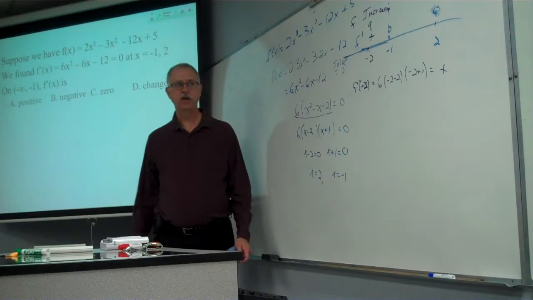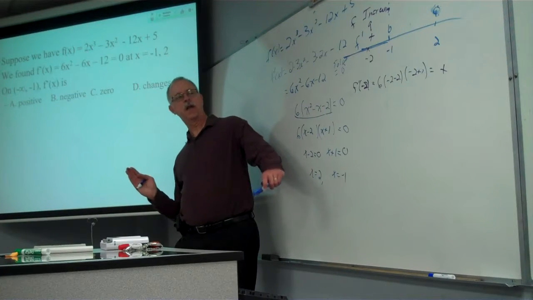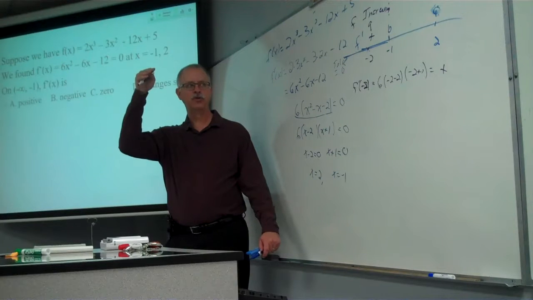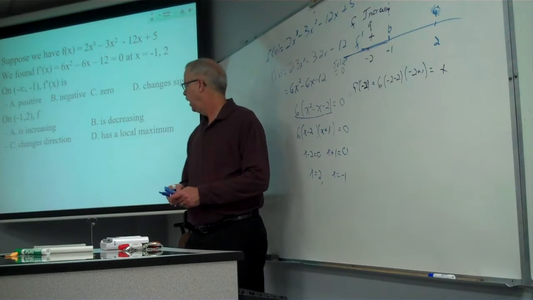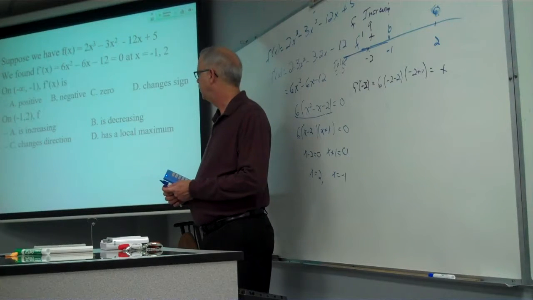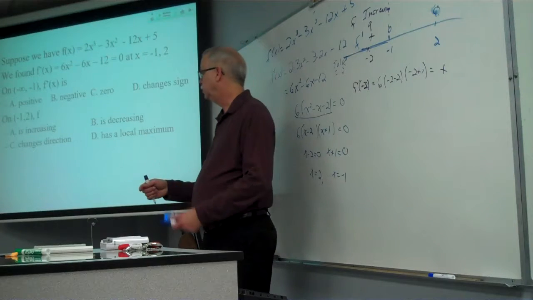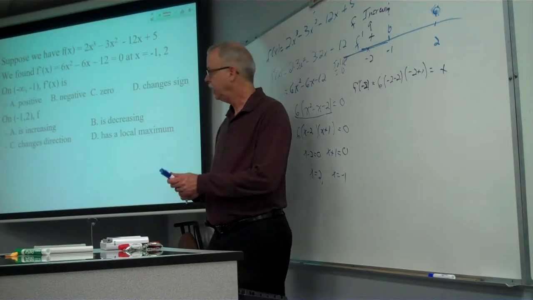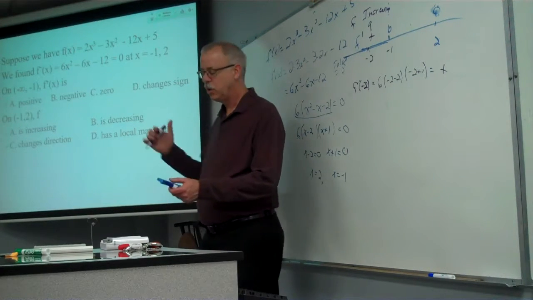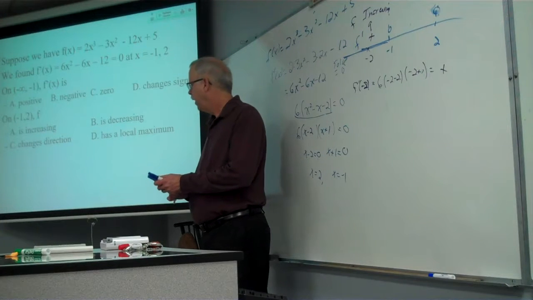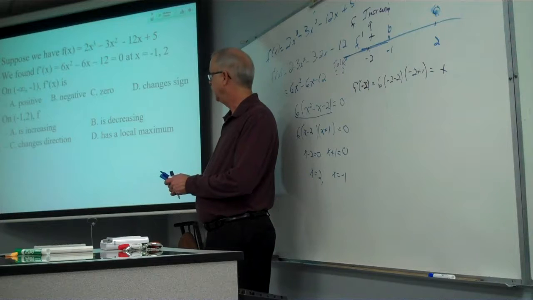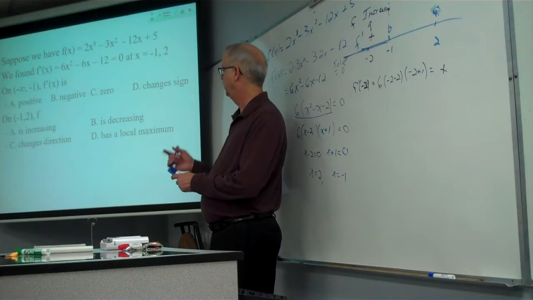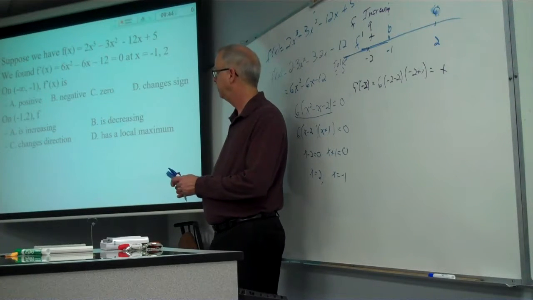We now know something about the function. Before negative 1, the function's increasing, it levels off at negative 1. And then we need to figure out what happens next. So, from negative 1 to 2. I changed the question a little bit. Is the function increasing, decreasing, changing direction, or does it have some kind of a local maximum there?